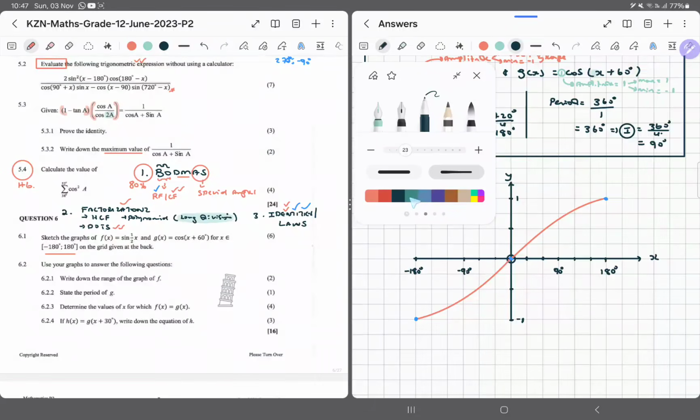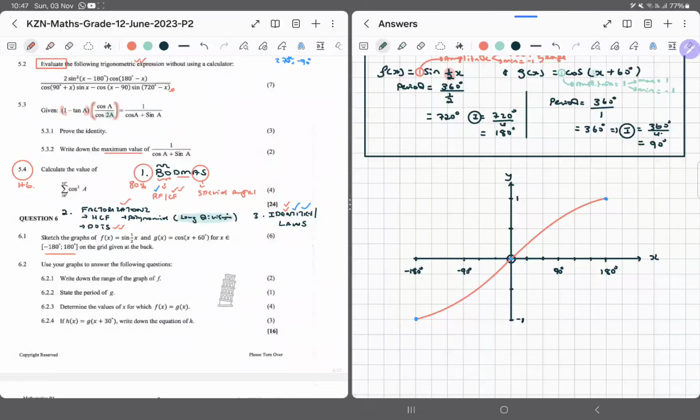And then we get to the next one. The next one is the cosine. So cos of 0 is basically 1. But now this shifts to 60 degrees before 0. So this is minus 30, minus 60. It goes up here.